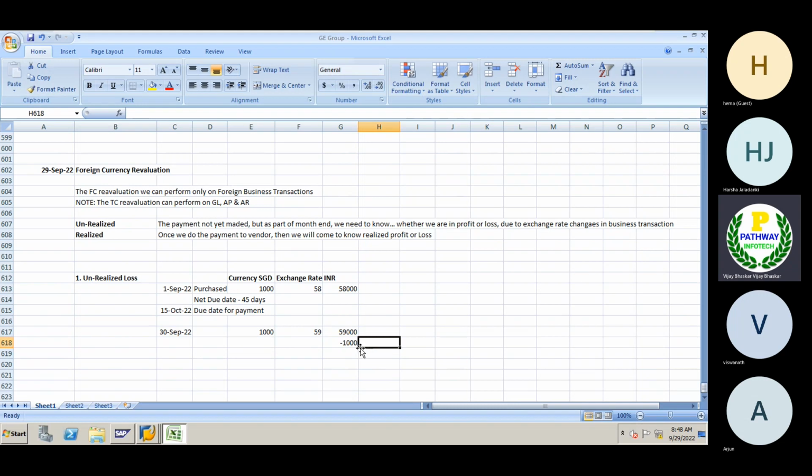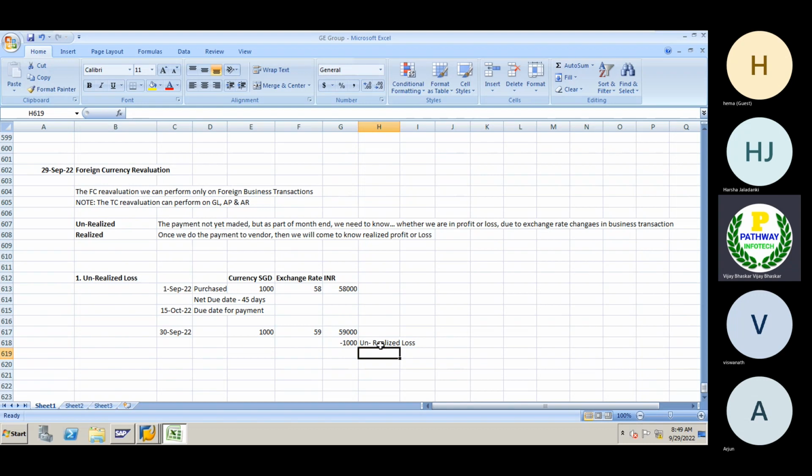But this loss we have to show in our books of accounts in the P&L account. But remember one more thing, this is an unrealized loss. Due to the fluctuation in the month end, 30th of September, as part of foreign currency revaluation, which is a month end activity we must perform every month, I came to know this is the unrealized loss.